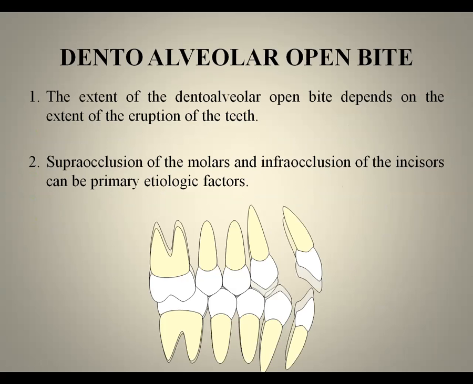Then dentoalveolar open bite. The extent of dentoalveolar open bite depends on extent of eruption of teeth. Supraocclusion of the molars and infraocclusion of the incisors can be primary etiologic factors. Supraocclusion here means excessive eruption of molars, and infraocclusion refers to less than normal eruption of incisors.